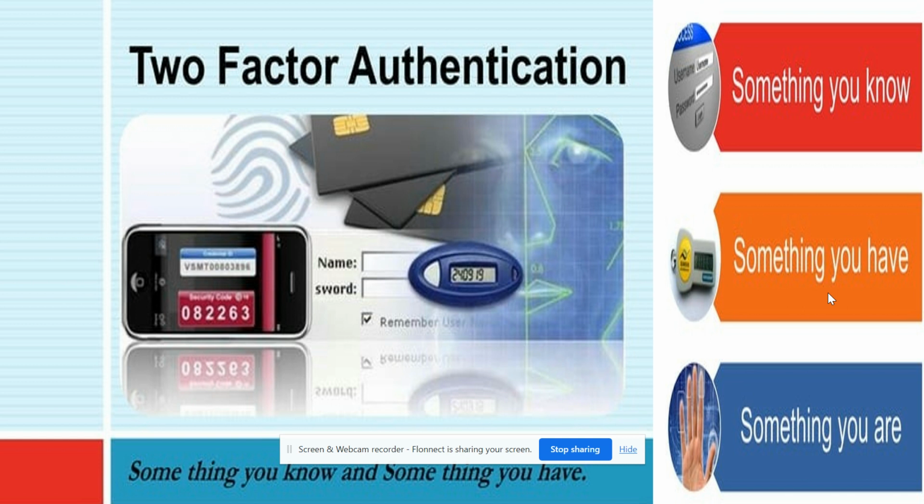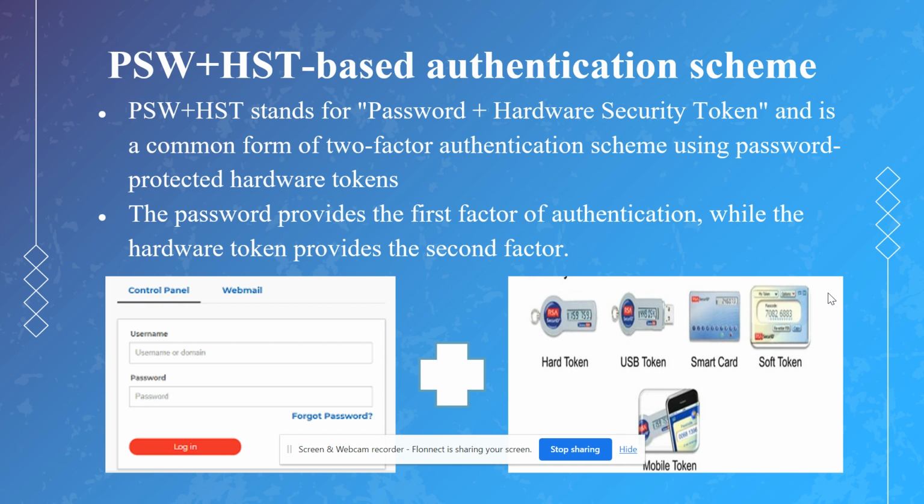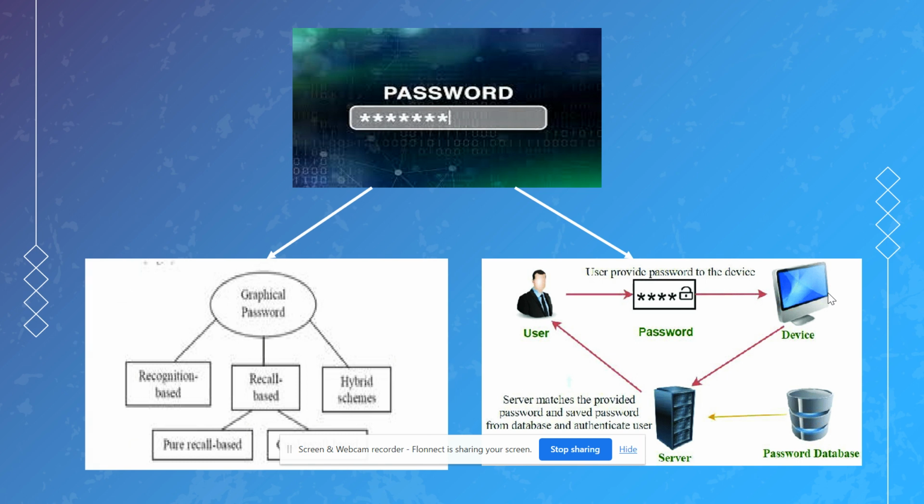Here, as we are dealing with two-factor authentication, we have chosen something you know and something you have. Password plus hardware token based authentication scheme. Here, the password provides the first factor of authentication, while the hardware token provides the second factor. The first factor is password.